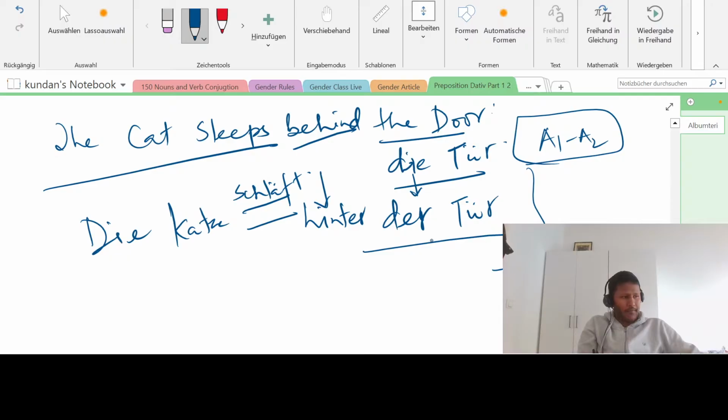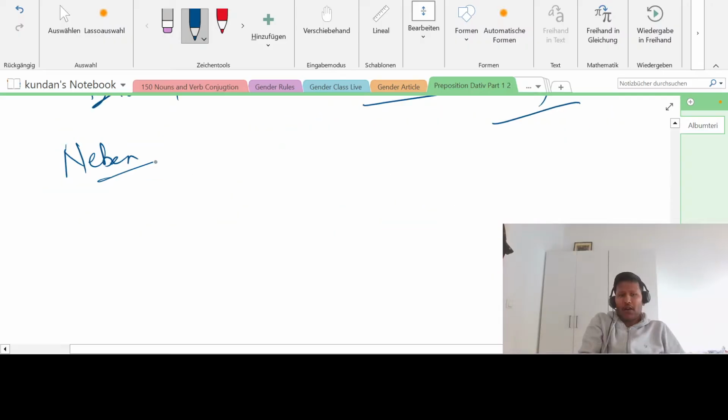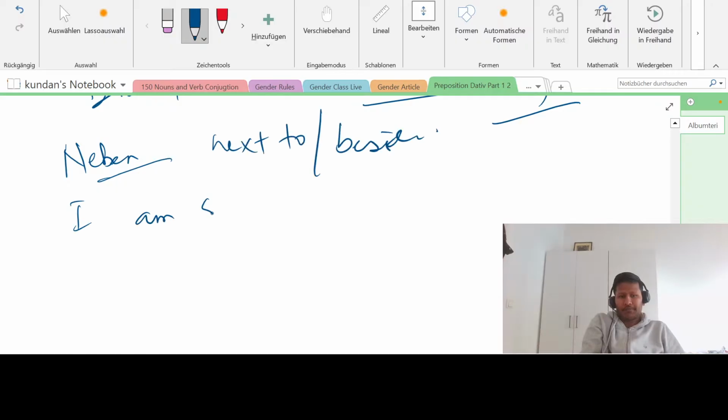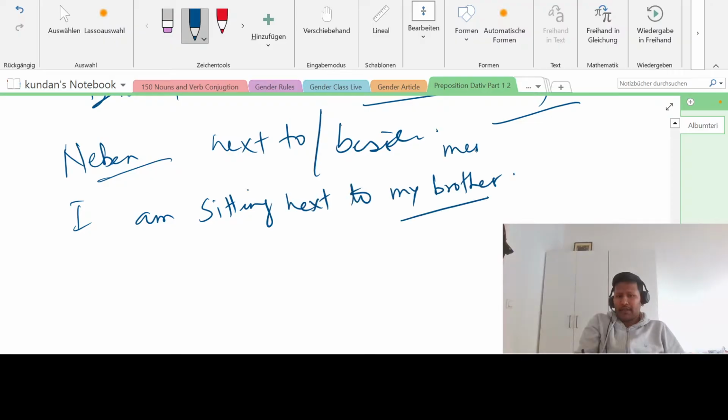So now next one is neben. This is used for next to or beside. Okay, so I will say I am sitting next to my brother. So in dative, what is this? Mein Bruder, right? Der becomes what? Dem. Ein becomes what? In dative, einem, right? This you already know.